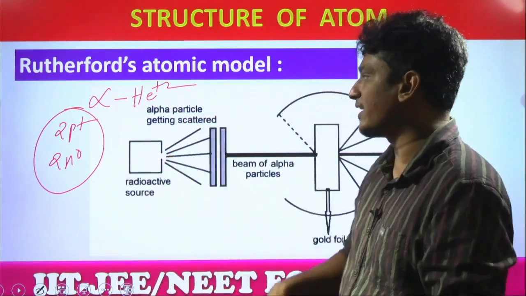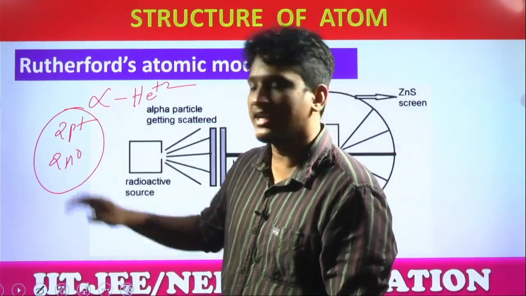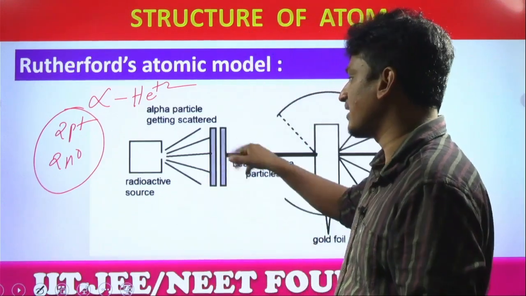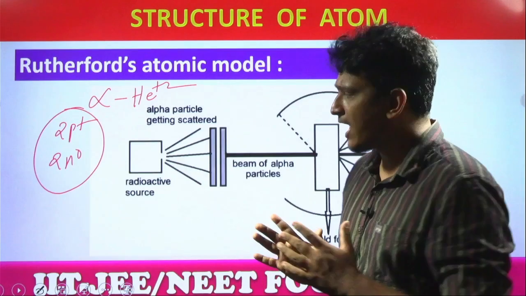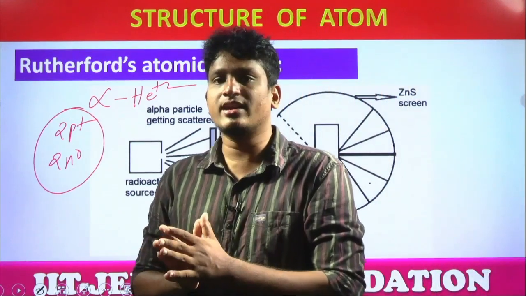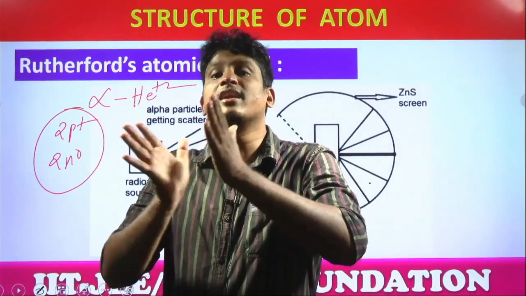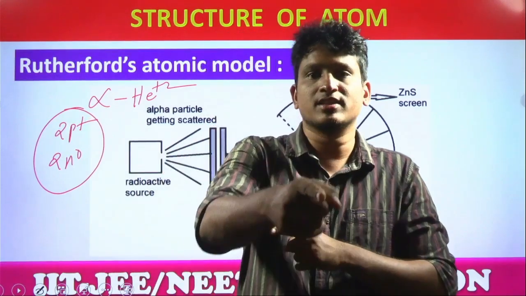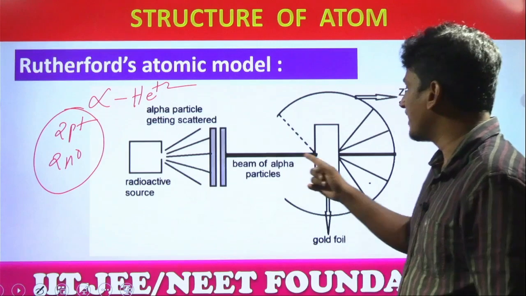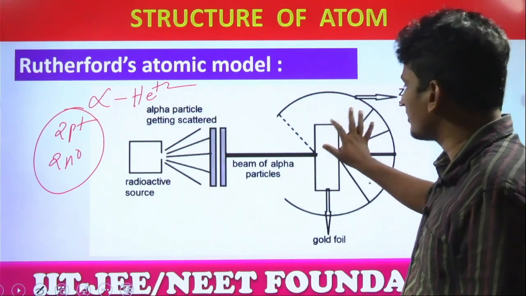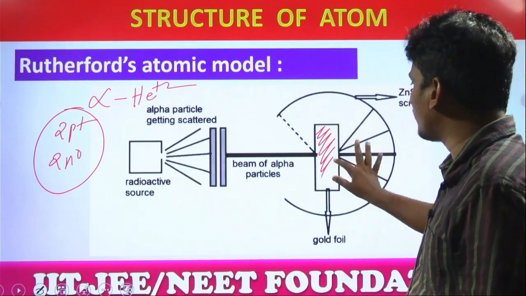For that, he selected a radioactive source. From there we are getting alpha rays, and a lead slit is taken here. It contains a small hole. Why? Because, students, the alpha rays coming from this radioactive source are in irregular directions. We want a single unidirectional beam. Yes or no? For that, lead is one of the densest metals, so lead is taken. And here, gold foil is taken.